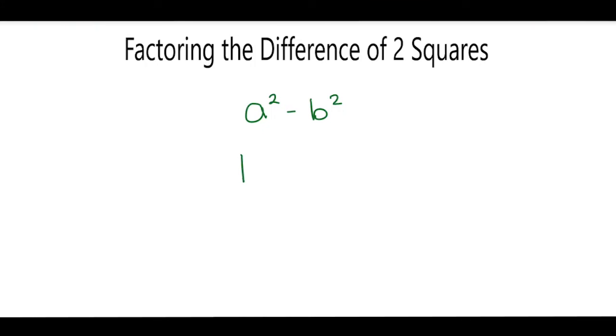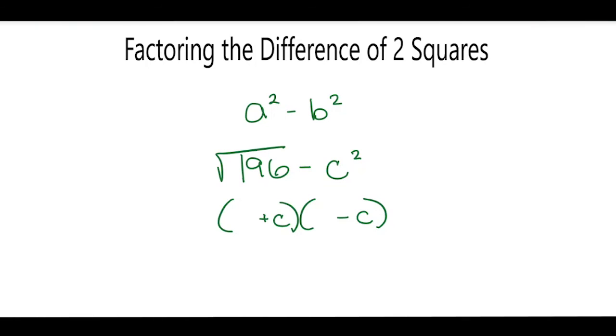So what if I have 196 minus c squared? Well, I'll make my two parentheses, and I'll put a c in each one, put a plus and a minus. And now I need to find out what is the square root of 196. What two numbers multiply together to be 196? Well, that would be 14 and 14. So my final answer is 14 plus c times 14 minus c.